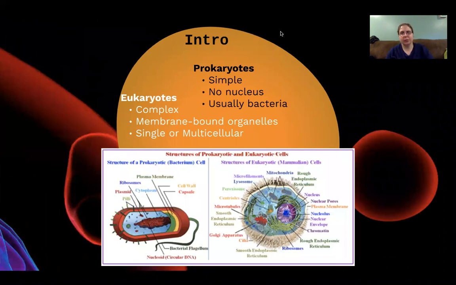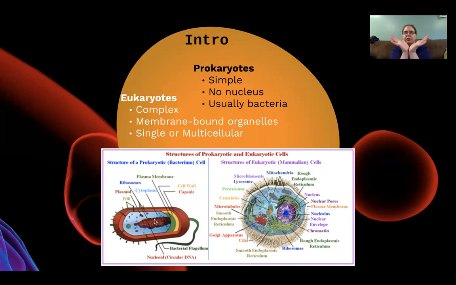So first off, we should probably mention that there's two main classifications of cells. There are prokaryotic cells like we see here in the bottom left of the screen. And these are very, very simple. They don't have a nucleus. In fact, they have no membrane-bound organelles at all. So you notice that it's pretty simple what's going on on the inside. The DNA is circular and it's just sitting right in the cytoplasm.